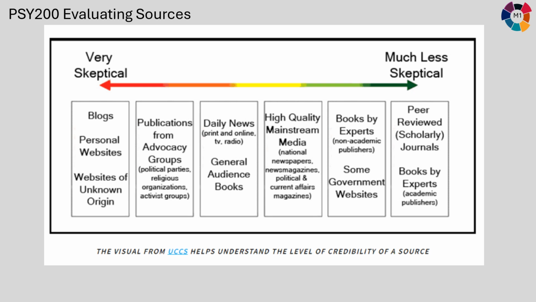Then, moving down towards the even less skeptical side of the spectrum, books by experts. Non-academic publishers, so basically if someone is a psychologist and they're an expert in the field and they write a book, that's okay. It might not be published by an academic publisher, but we know from that person, you can look them up and see, oh, okay, this person has been in the field doing this work for years and they have some expertise where they're speaking from. That's cool. Also, some government websites.